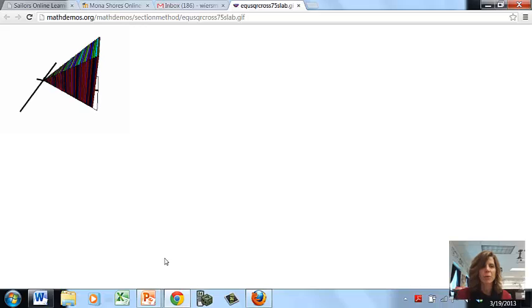And you'll always be told what your base is going to look like, and you'll always be told what kind of cross sections you're going to have, because different cross sections will produce definitely different looking figures.